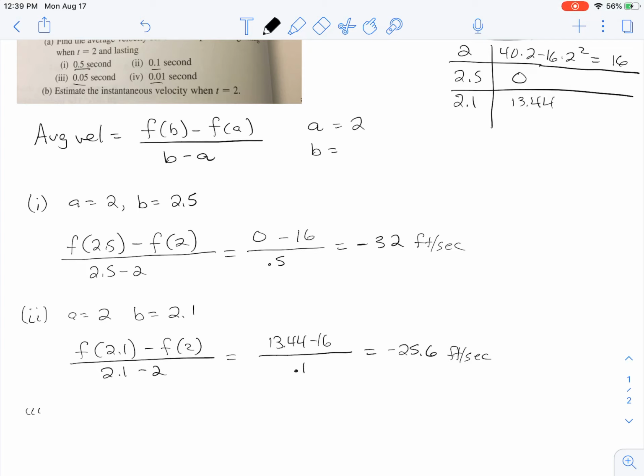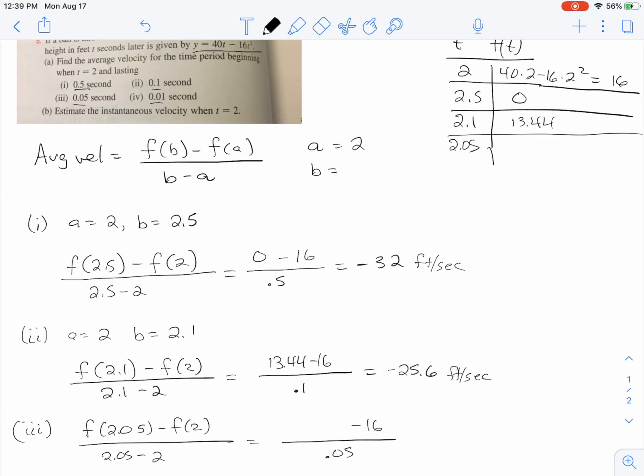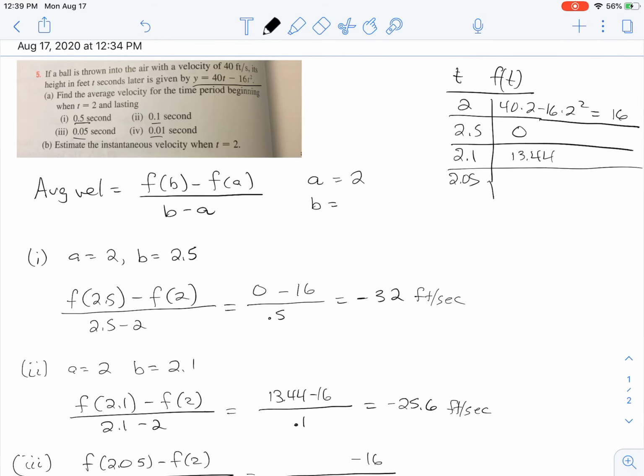All right. If I do 3, that's f of 2.05 minus f of 2 over 2.05 minus 2. Going to do f of 2.05 up here. So I'm calling it f. I guess I should mention I'm using this as my f. F of t is 40t minus 16t squared. I'm just calling it f instead of y, but same thing.